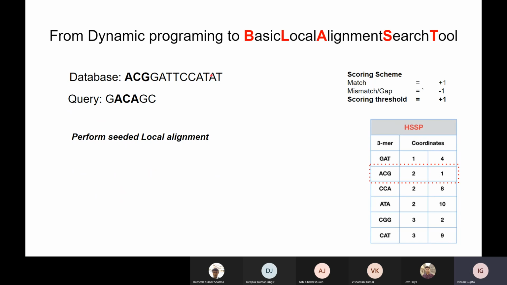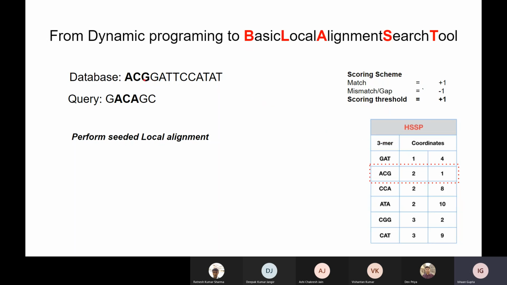So this was our database and this is our query, right? We have these kinds of scoring schemes. Your scoring threshold is +1. Your HSSP threshold was also +1, if you remember from the previous steps. All right. So now let us do a seed and extension alignment for specifically this HSSP. So you have an HSSP ACG. It is found at the second location of your query and it is found at the first location of your database. All right. So how do we do it?